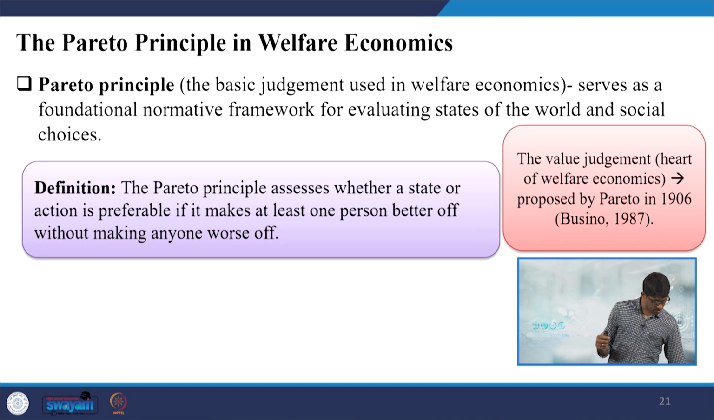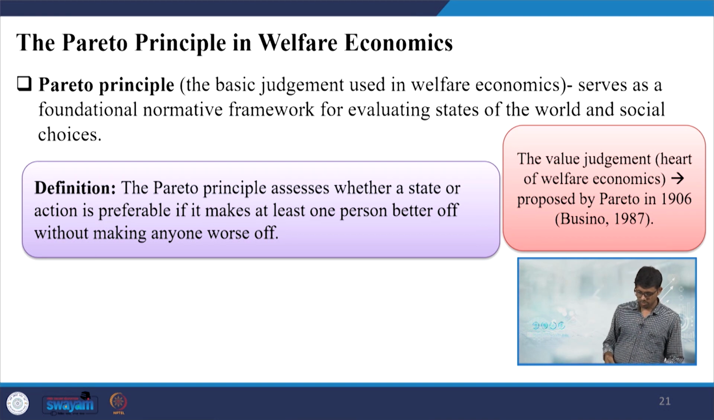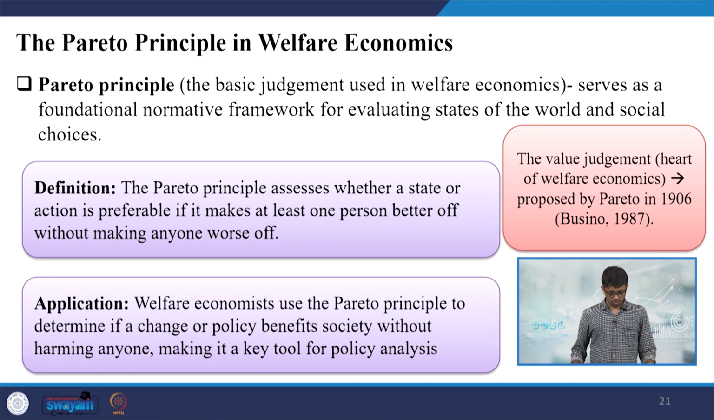So, the unique combination the society has achieved, if any dismantling attempts are taken, that is going to compensate, or one is making, one of them would be at the level of or content of loss. Welfare economics uses the Pareto principle to determine if a change or policy benefits society without harming anyone, making it a key tool for policy analysis.